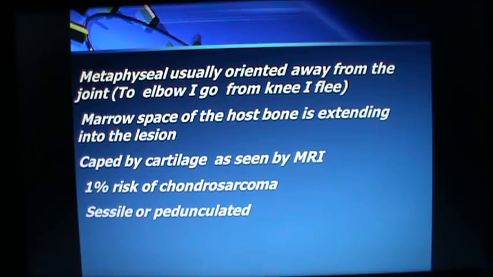There is a cartilage cap, usually seen in MRI, and there is a 1% risk of chondrosarcoma. So if you have one lesion, there is a 1% risk, but if you have more than one lesion, you multiply the number you have by 1. 9 lesions will give 9%, 10 lesions will give 10%, and so on. It could be sessile or pedunculated.